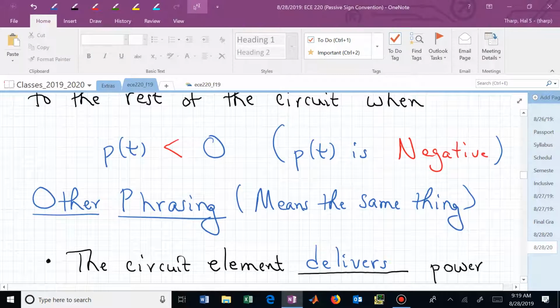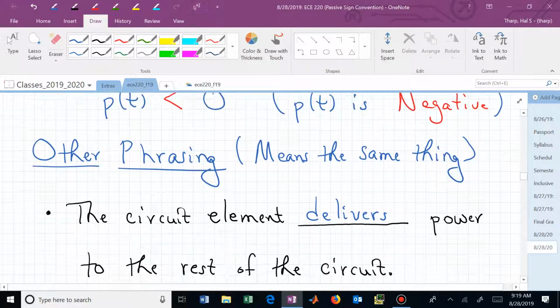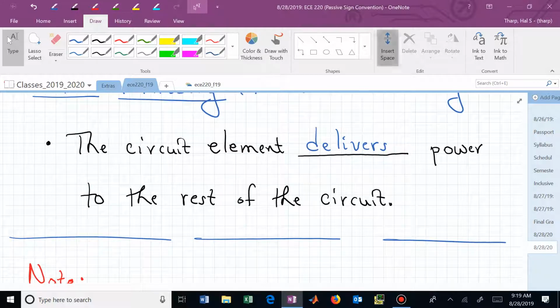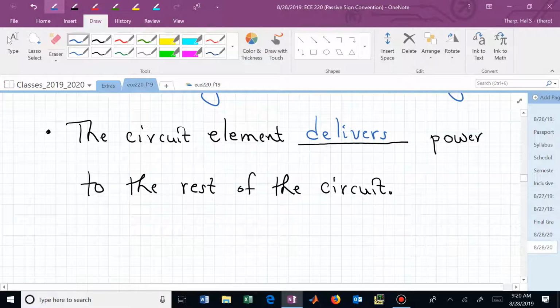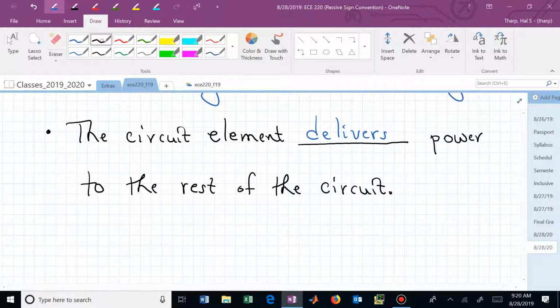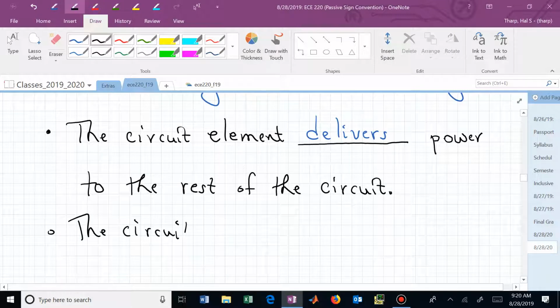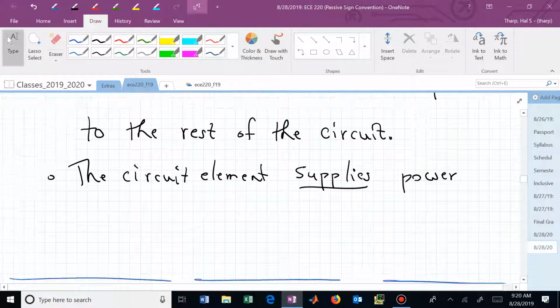Or, and sometimes these notes are not complete, obviously, before. So let me, unfortunately for you, cut and paste. Another phrasing might be that the circuit element supplies power to the rest of the circuit.